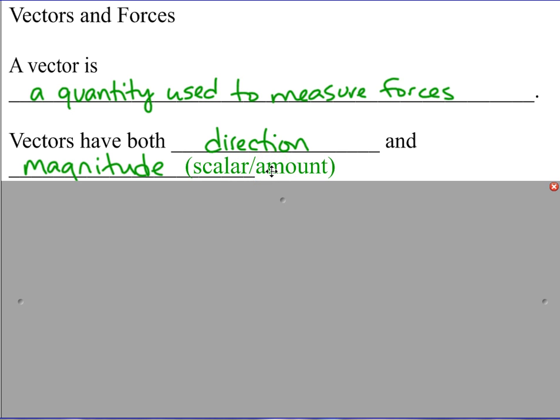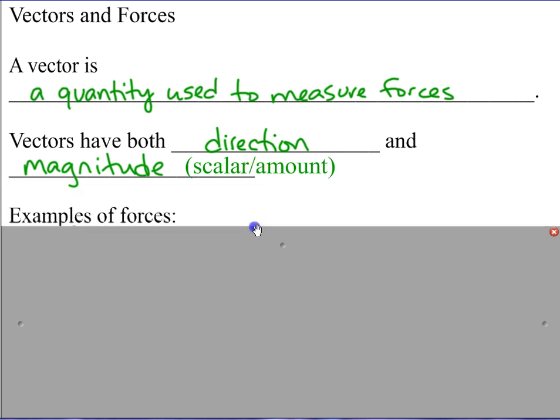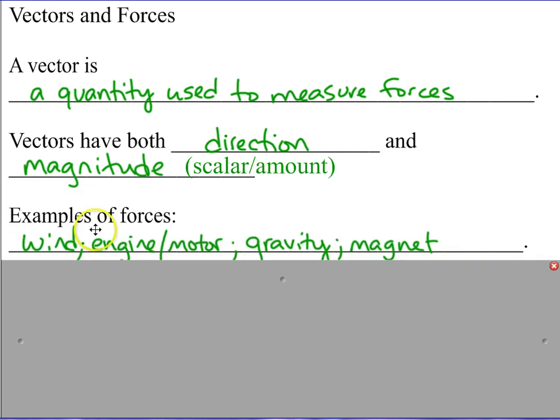Let's think of some examples of vectors. Well, certainly anything that has a direction and a magnitude, like wind is a perfect example of a vector. But there are others. Examples of vectors or forces: wind, any engine or motor. Gravity certainly has the same direction all the time. A magnet is an excellent example. It has a direction as well as a magnitude.